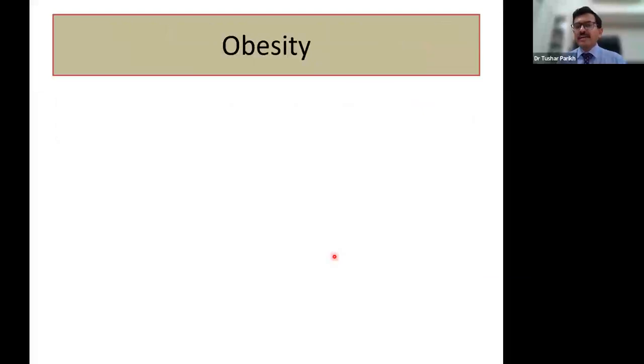Now let's diverge a little bit. When we talk about these numbers, these parameters, these ratios, let's talk about obesity. Now, can anyone tell me what is obesity?